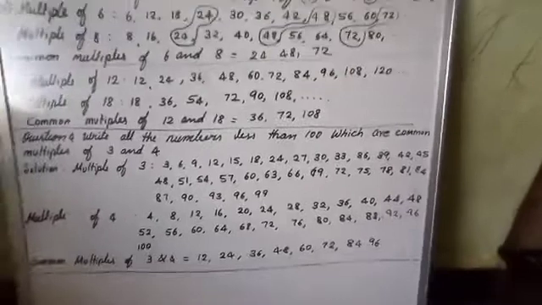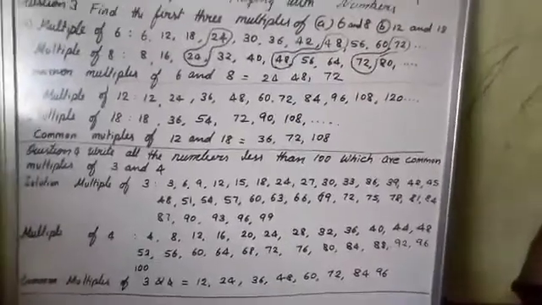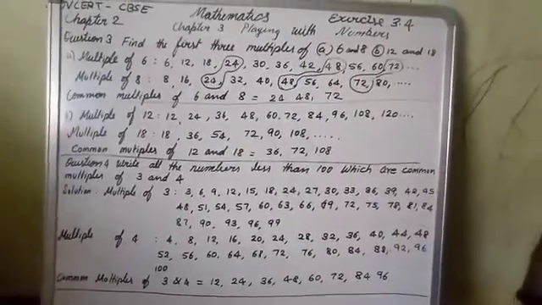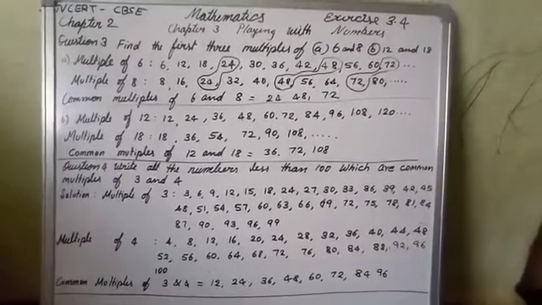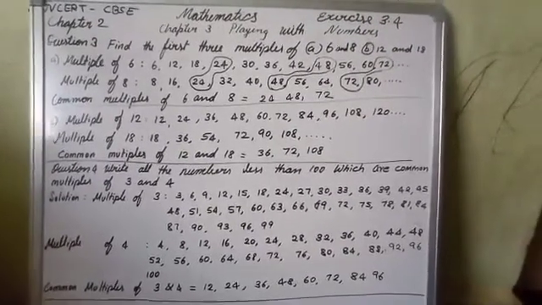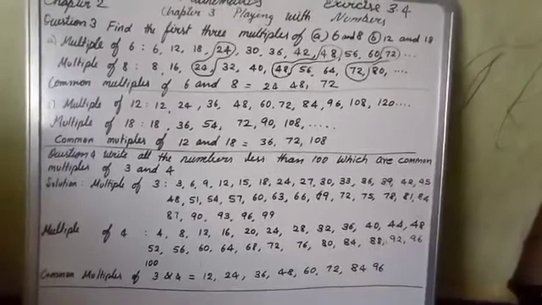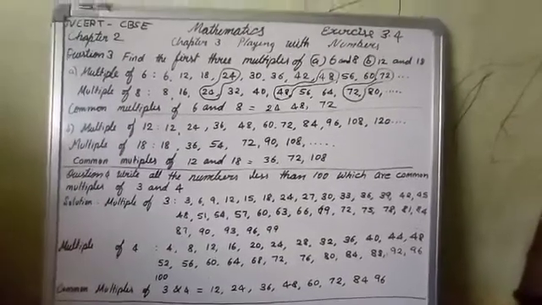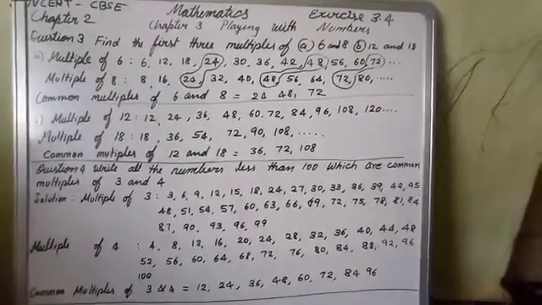In this way we can find the common multiples. It is so easy, just like playing a game. You have to write the tables and you have to find the common ones which are in both the numbers. Okay, thank you.